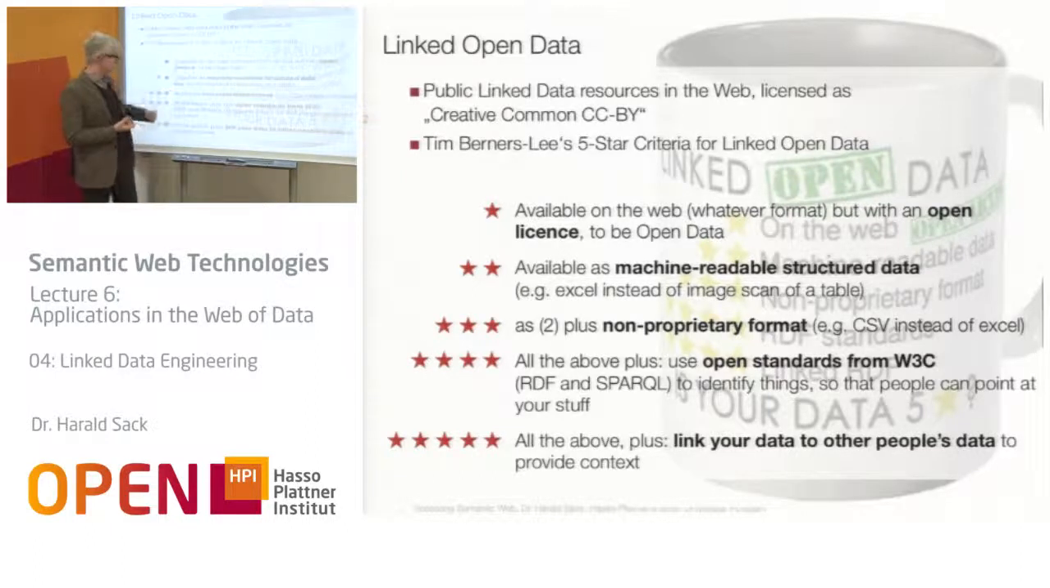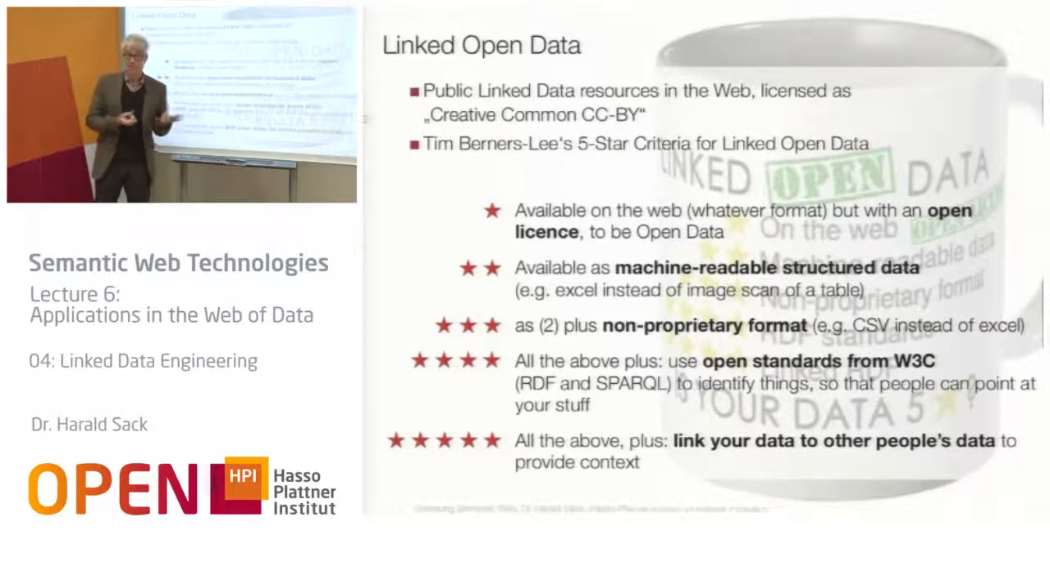So let's have a look at the stars. The first one, pretty simple. If I make something available on the net with an open license, then I have one star. This has nothing to do with linked open data, of course. It's open data in that sense. If this open data is not only text, but machine-readable, structured data, so for example, an Excel spreadsheet instead of an image scan of a table, then it gets already two stars.